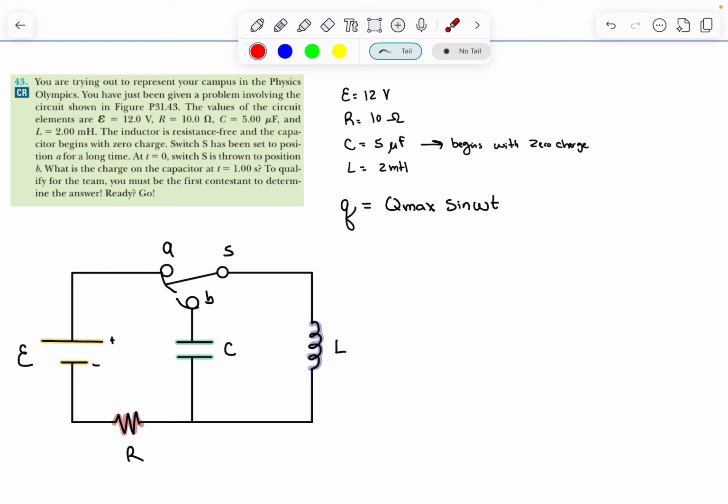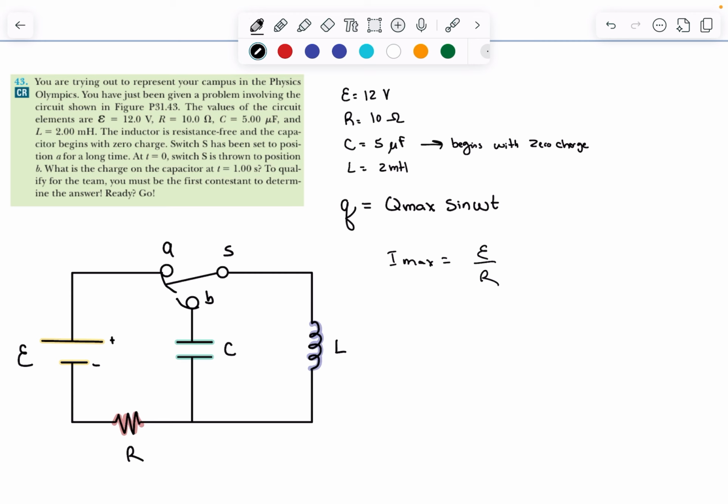What that is saying is that the current here has reached its maximum value of I max, where I max is equal to E divided by R. You're then told that at time equal to 0, the switch is thrown to the position B, like so. So we're cutting off the battery and resistor, and we're just left with this LC circuit like this. Then you're asked to figure out what the charge is on the capacitor at time equal to 1 second.